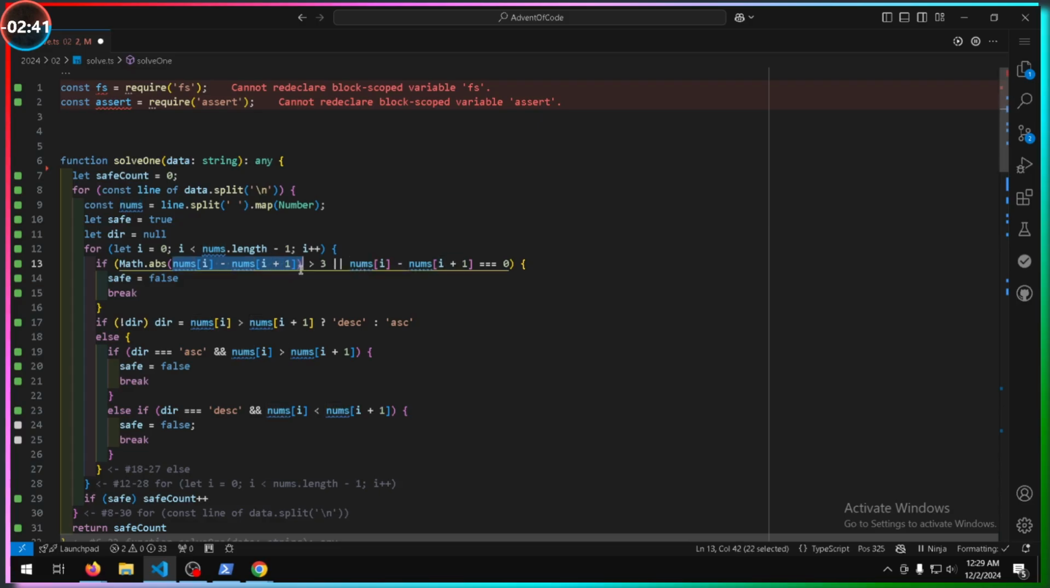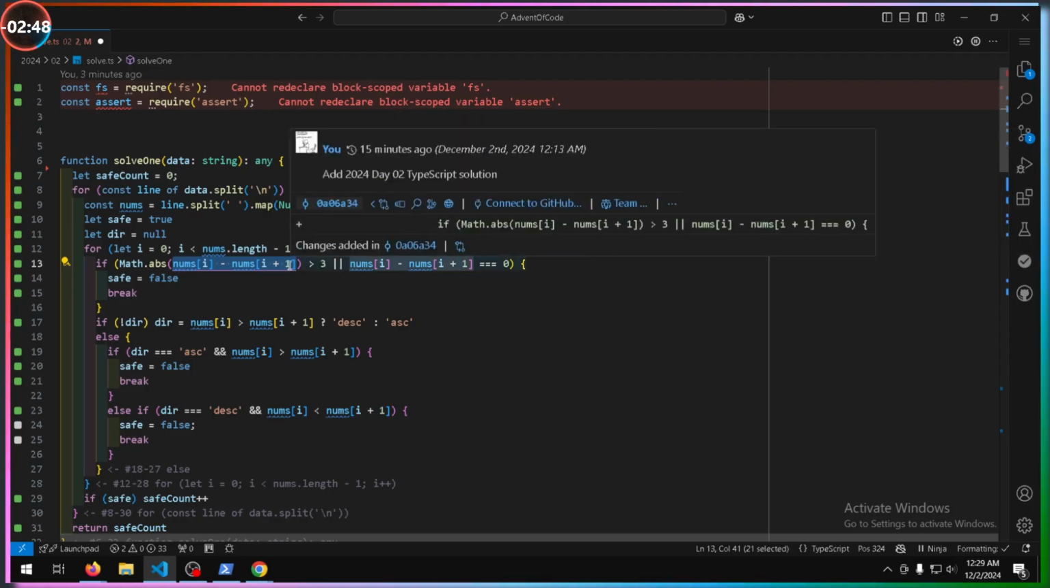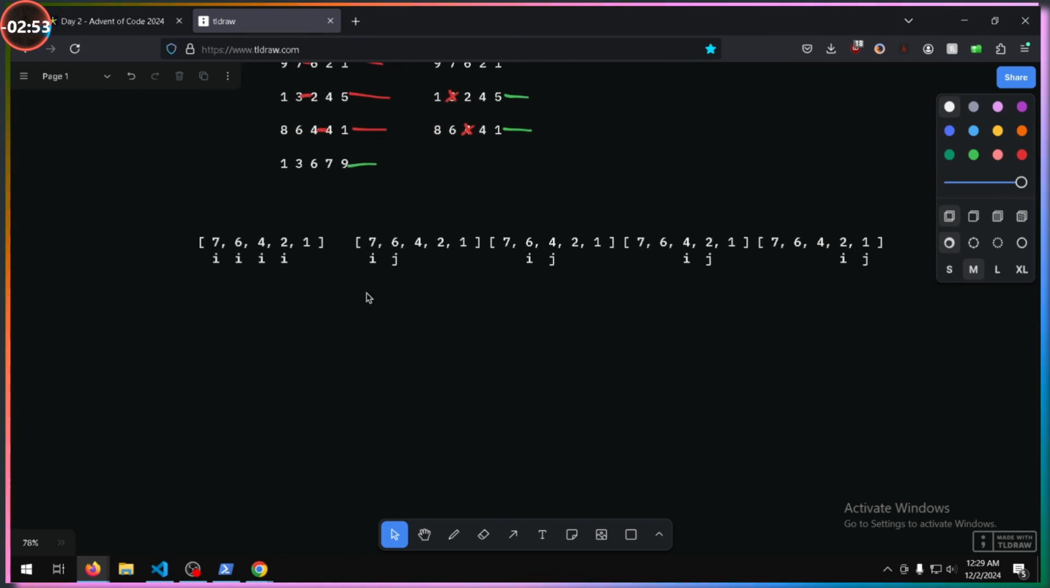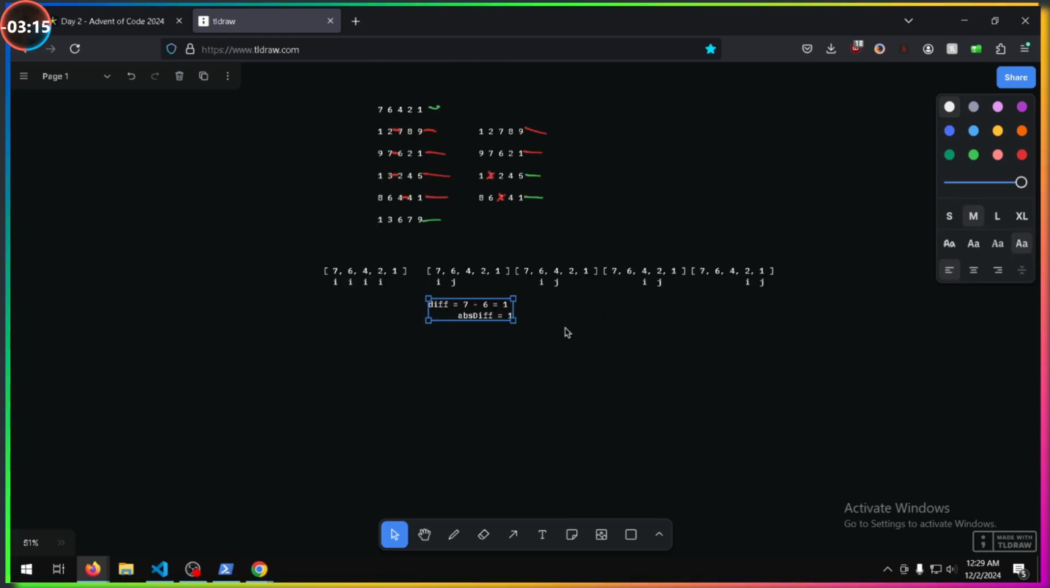Now we get the absolute difference and we check if it is greater than 3 or exactly 0. Not the cleanest bit of code here, but it's what works. So if we run through it here, diff equals 7 minus 6 equals 1, abs diff equals 1. So since it's 1, it's good. We like it. We can move on.